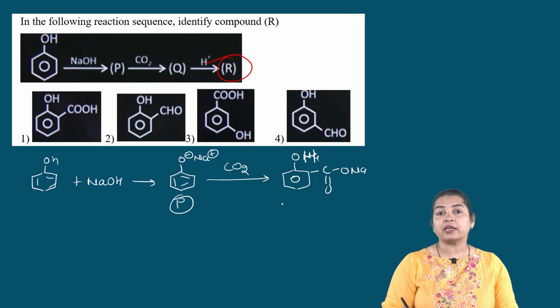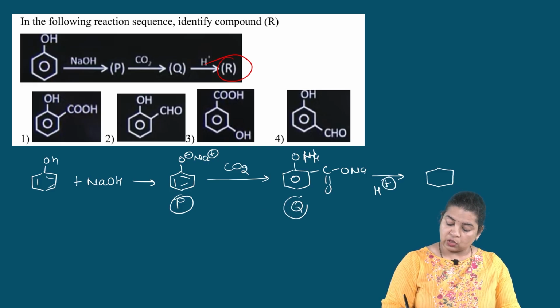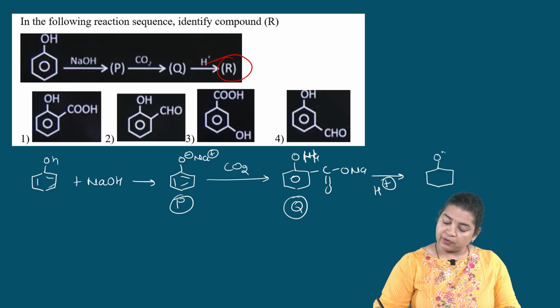Certainly there will be attack at para positions, but as in all the options it appears to be the major product considerations, I'm going by major product. If we'll not get the answer, we'll look back. So H plus, this was Q. Now it is being acidified, so OH and COOH.